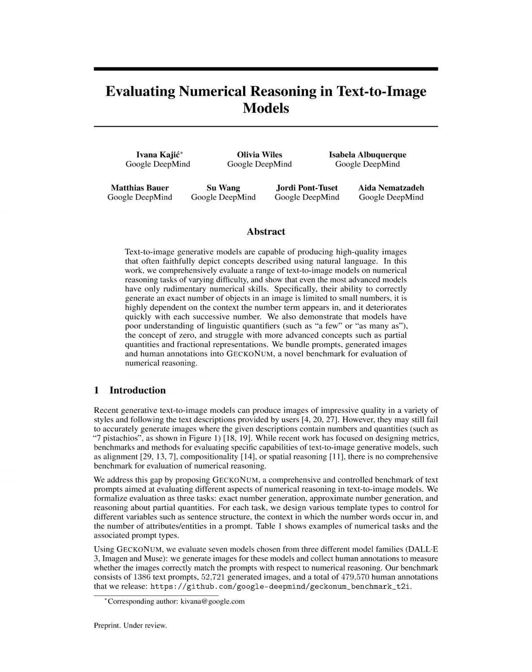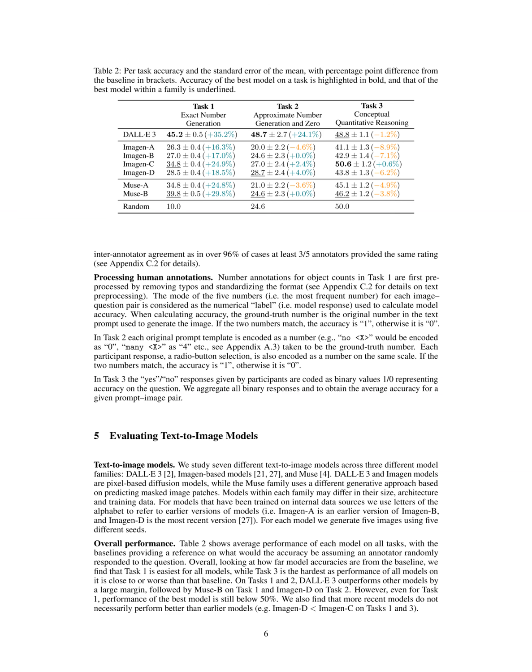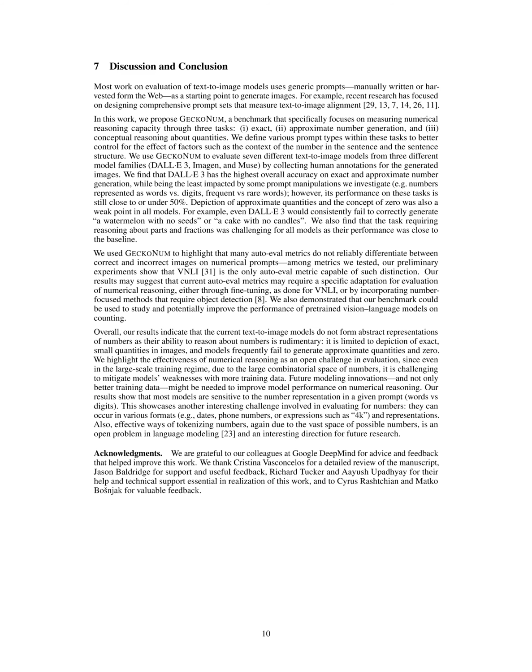The overall results achieved with GECKONUM in terms of model performance on different tasks showed that Task 1, which examined the model's ability to generate an exact number of objects, was the easiest for all models. DALL-E 3 outperformed other models by a large margin on Task 1, followed by Muse B and Imagine D. However, even the best-performing model's accuracy was still below 50%.